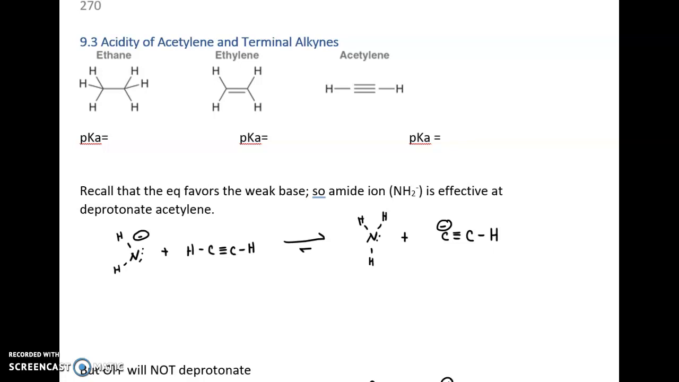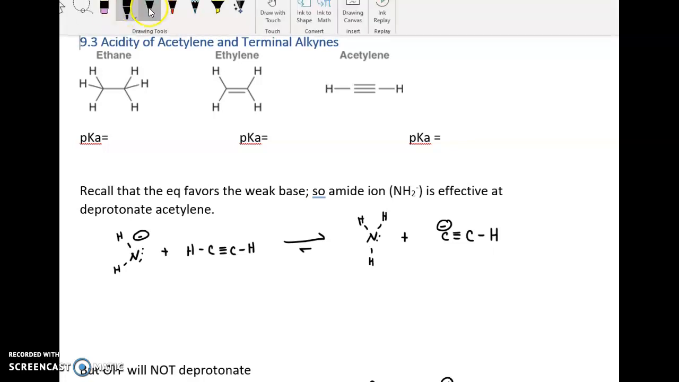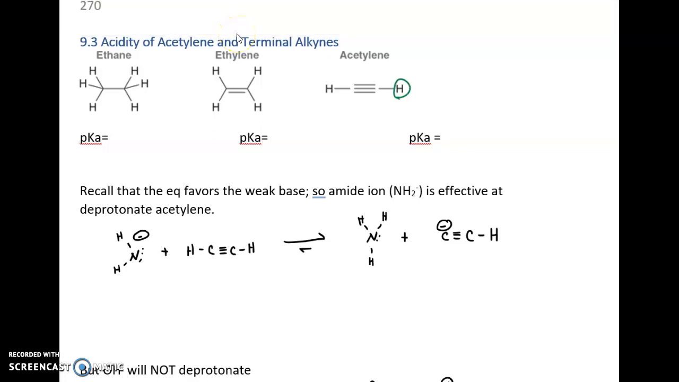Okay. So let's take a moment to look at the acidity of acetylene and terminal alkynes. We're talking about acidity, the ability to lose this hydrogen right here. The pKa for that hydrogen is about 25. The pKa for this hydrogen on ethylene is 44, and on ethane, plain old vanilla ethane, is 50.